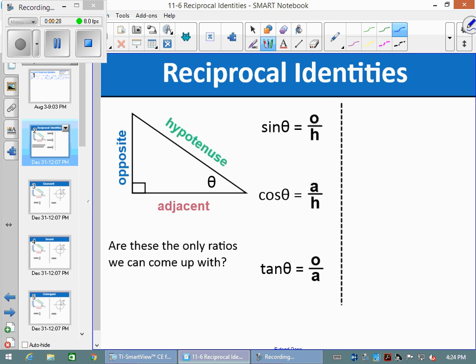So if the sine ratio is opposite over hypotenuse, there's a reciprocal ratio, hypotenuse over opposite. Cosine is adjacent over hypotenuse, there's going to be a reciprocal ratio, hypotenuse over adjacent. Tangent is opposite over adjacent, and we will have a final reciprocal relationship of adjacent over opposite. So this is really going to create three new trigonometric functions that we will study.